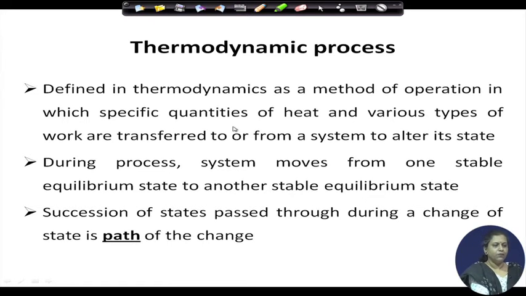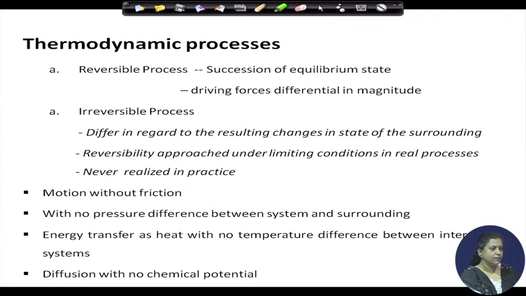a system interacts with the surroundings by virtue of some sort of energy interaction, and maybe there can be some mass interaction also, and during the process the system moves from one equilibrium state to another equilibrium state, and the succession of states which the system passes during this change is known as the path of the process.